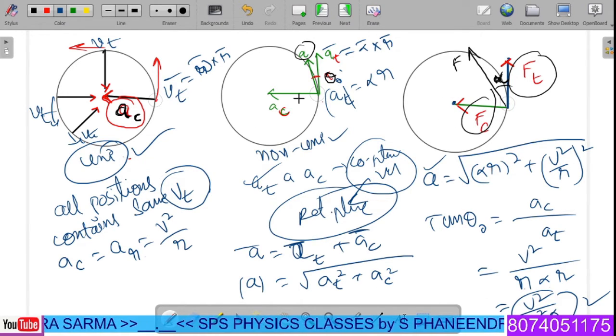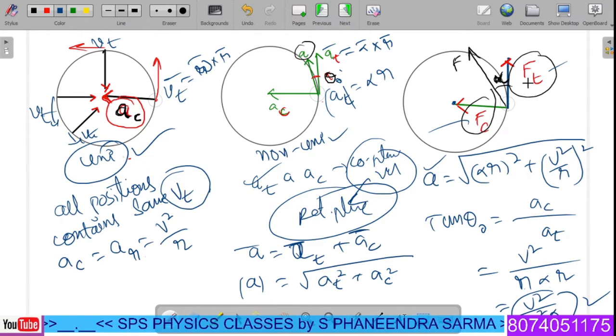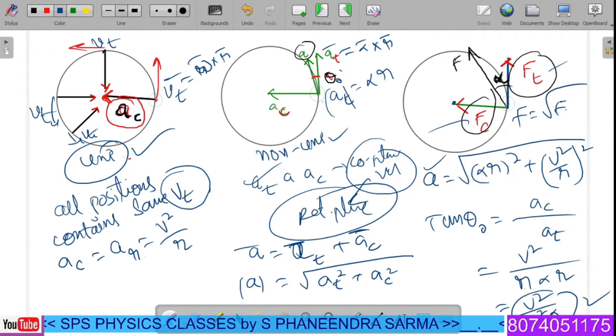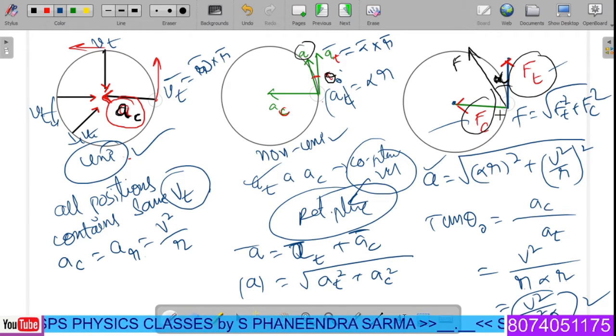Anyways, if we multiply mass with acceleration, we get forces. Therefore, the forces also lie along the acceleration directions only. Fc is called the centripetal force. Ft is called the tangential force. These two forces exist in the same plane, the plane of rotation. The net force acting on the system is equal to the square root of Ft square plus Fc square, because they are at right angles to each other.